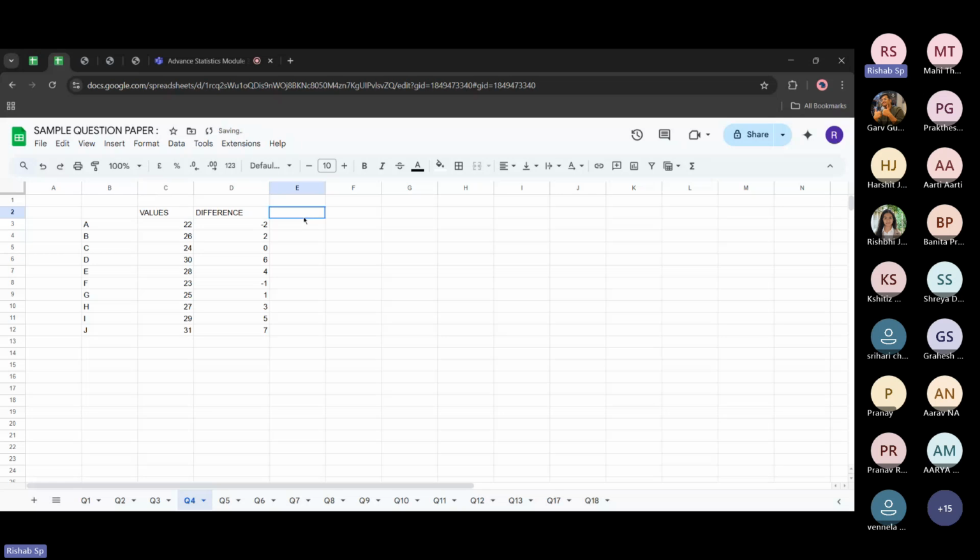Next, we'll find the absolute value, which is basically, we'll remove all the negatives and just write the number: 2, 2, 0, 6, 4. Here minus 1, we'll take 1, 1, 3, 5, 7. Fine. Now this absolute value, we have to give some ranks to them, right? So we'll do that here.